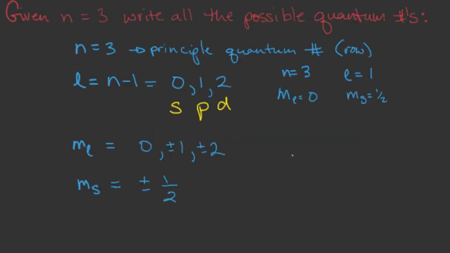So if we were to look at that, well, we know we're on the third row because of that. We know we're in the p orbital because of that. And we know that we stop at 0 in the orientation space, and it's positive 1/2. So let's see it in action.